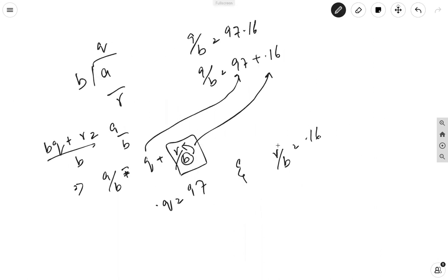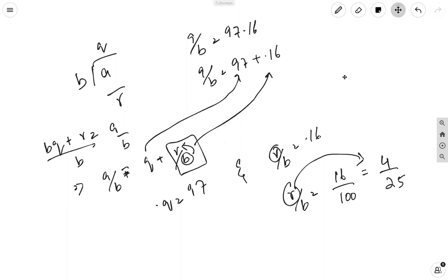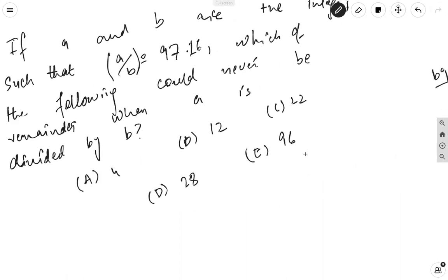We just need R. R over B can also be written as 16 over 100. If we further simplify, this comes out to be 4 over 25. So from this, we can assume that R must be a multiple of 4. If you see the options, A is a multiple of 4, B is a multiple of 4, D is a multiple of 4, E is a multiple of 4, only C is not a multiple of 4, which is our answer.